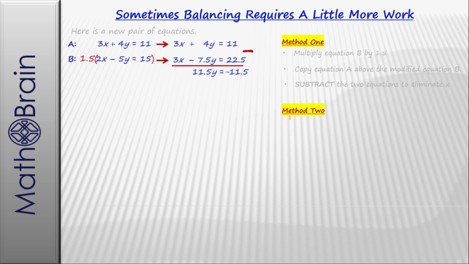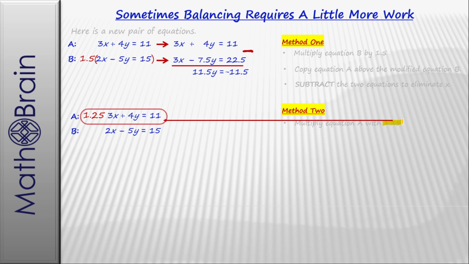Method 2. Here are the original two equations again. This time round, we shall aim to eliminate y. To balance y, and hence eliminate it, we shall multiply equation A by 1.25. From method 1, you should figure out where the number 1.25 came from. We simply divided the coefficients of y. 5 divided by 4 gives 1.25.